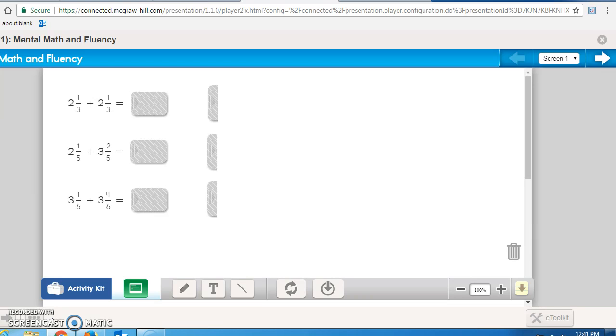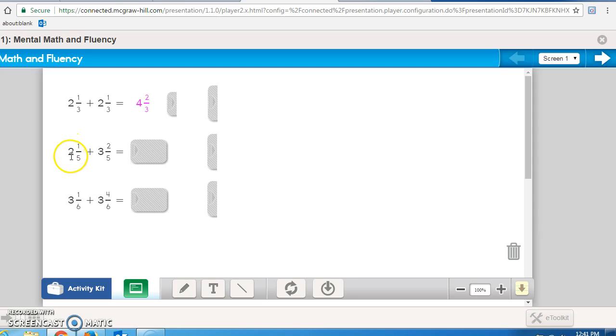But first, let's look at our mental math and fluency. Adding mixed numbers. 2 1/3 plus 2 1/3. I would add the whole numbers first. 2 plus 2 is 4. And my denominator stays the same, so 1 plus 1 is 2, so 2/3. My answer is 4 2/3.